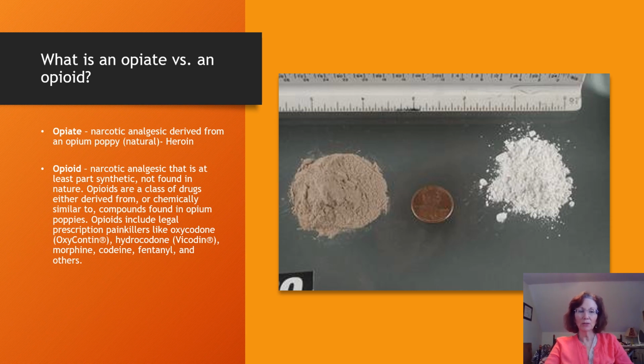Opioids are narcotic analgesics that are at least part synthetic and not found in nature. Opioids are a class of drugs either derived from or chemically similar to compounds found in opium poppies. Opioids include legal prescription painkillers such as oxycodone, OxyContin, hydrocodone, Vicodin, morphine, codeine, fentanyl, and others. The picture here we see is this is the heroin, and this is the morphine component.